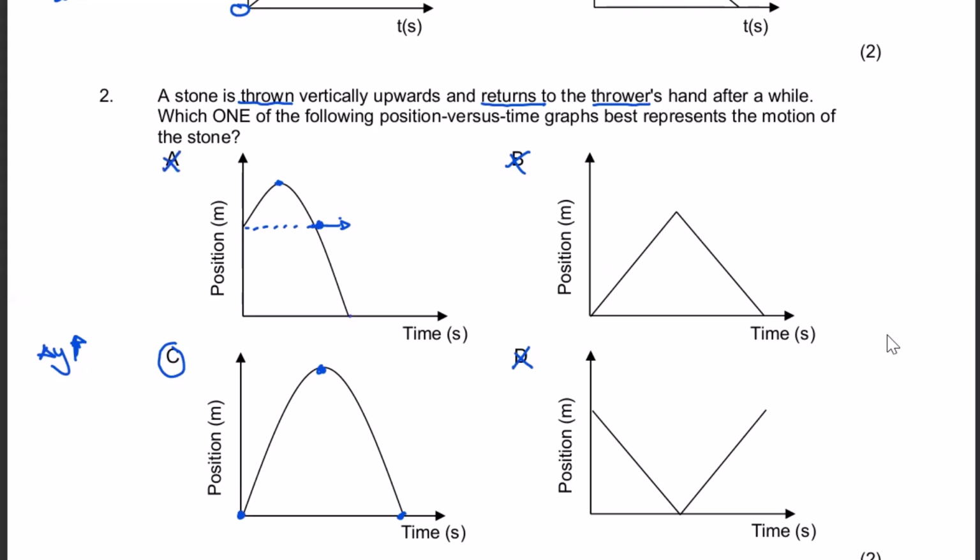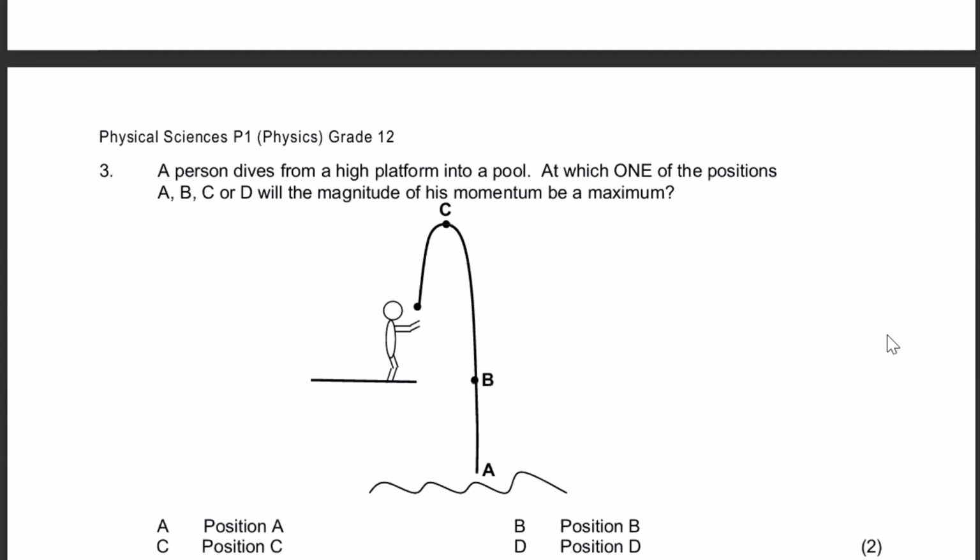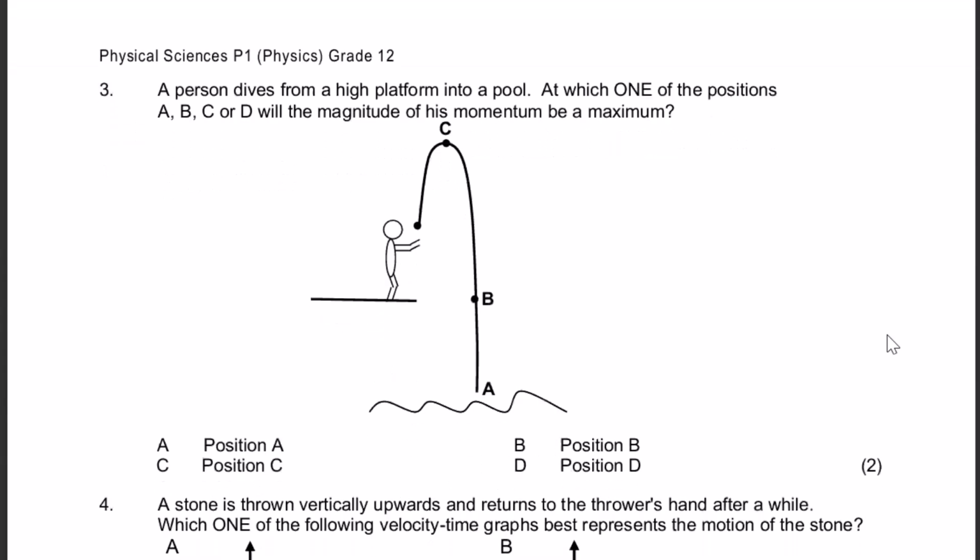Then we proceed to question number 3. Question number 3 reads: a person dives from a high platform into a pool. At which one of the following positions A, B, C, or D will the magnitude of the momentum be maximum, right? So we're looking for where the momentum is going to be maximum. According to this, we're having A, B, C, and I assume this was supposed to be option D, right?